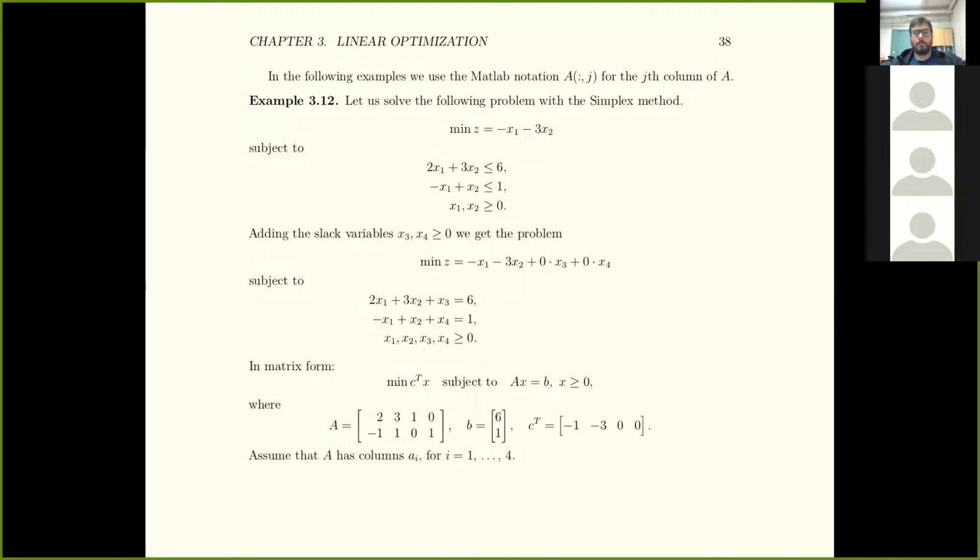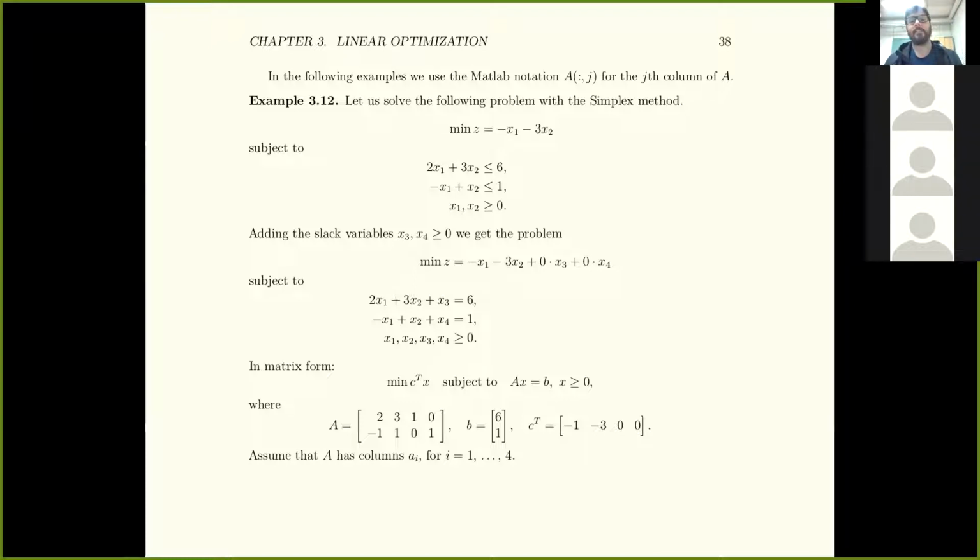Here's an example of it. So we solve this problem with the simplex method. We do this one by one. I'll go through this with you, and then I ask you to review this in groups after I've done this. So we start with the minimization of a two variable problem. Variables are positive. They've got negative coefficients, and the constraints are that 2x1 plus 3x2 is smaller than or equal to 6, and minus x1 plus x2 is smaller than or equal to 1, both being positive.